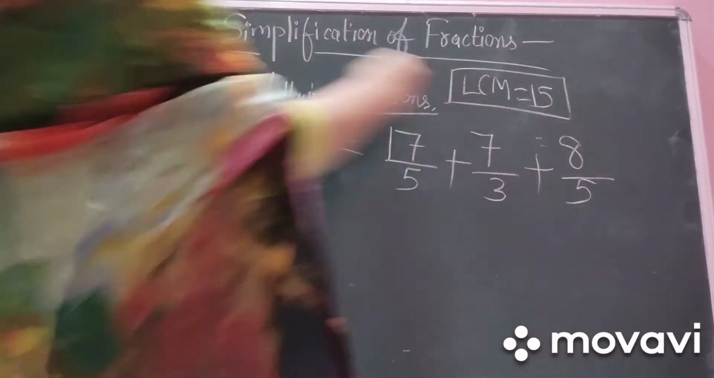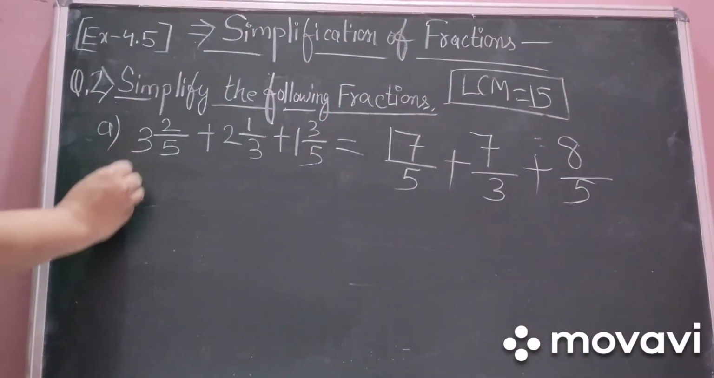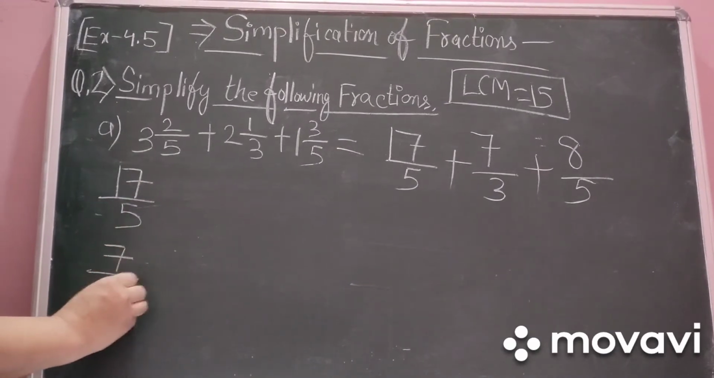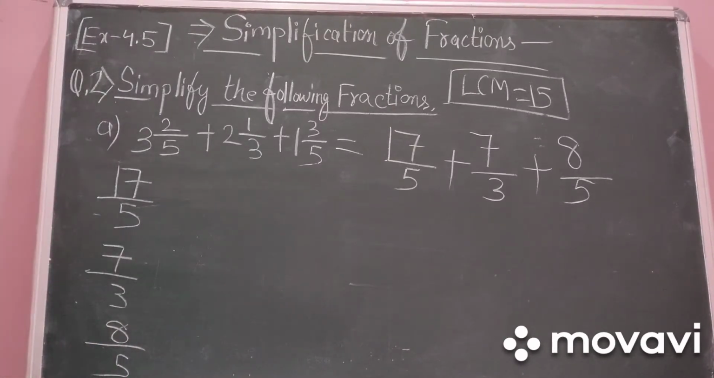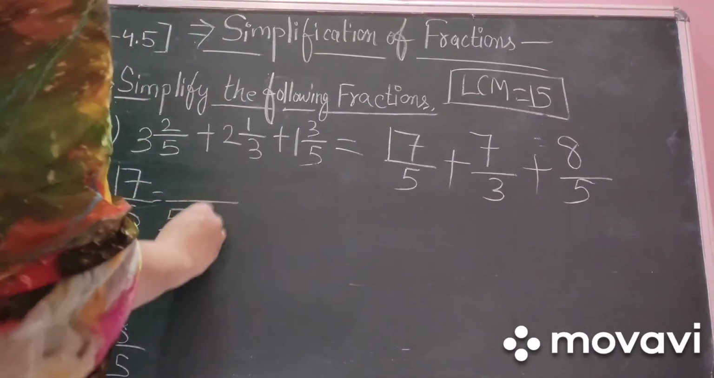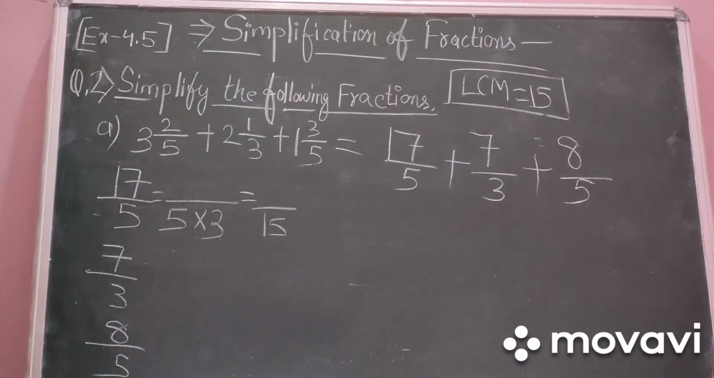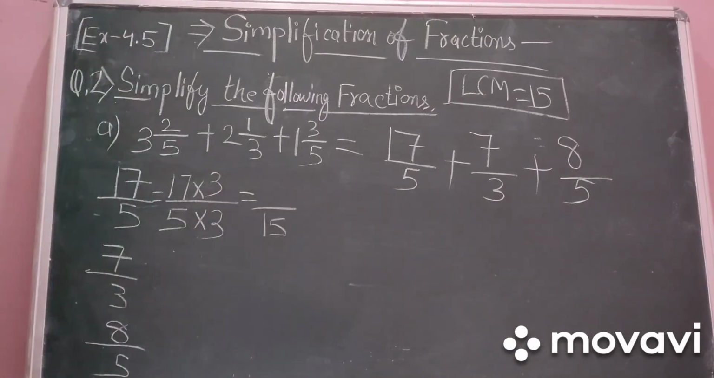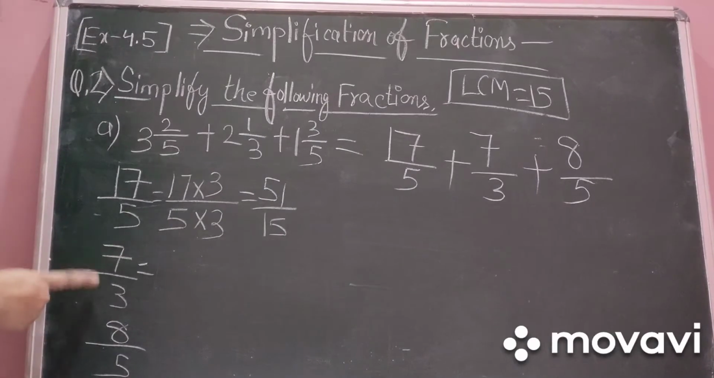Now what you have to do? You have to make all the denominators equal to 15. So see here. 17 upon 5, 7 upon 3 and 8 upon 5. Okay? So what must be multiplied to 5 so that the denominator will become 15? 5 3s is 15. So you have to multiply 3 in the numerator also. So 17 3s is 51. Okay. Now come to second fractions, that is 7 upon 3.